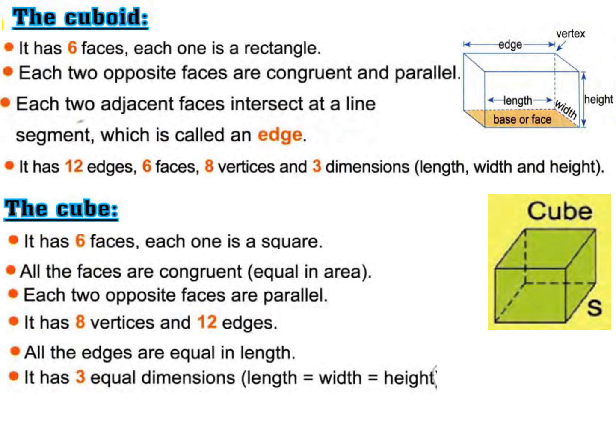segment called edges. The 12 edge lengths in the cube are equal in length, but in the cuboid, the 12 edge lengths are not equal in length because the cuboid has 3 dimensions, length, width, height, not equal, okay? The cube has 3 equal dimensions: length equals width equals height, okay?